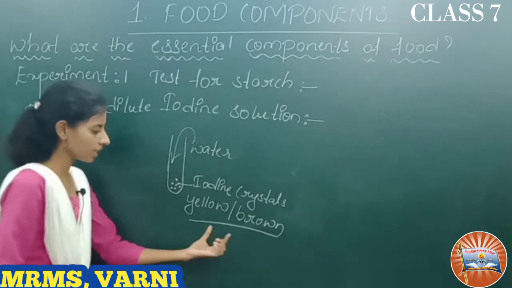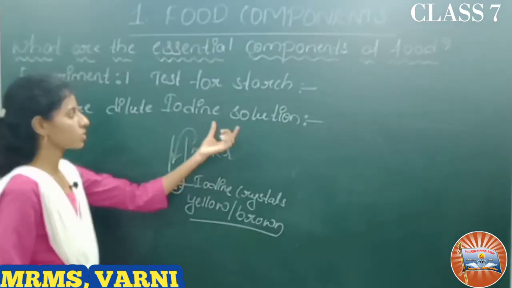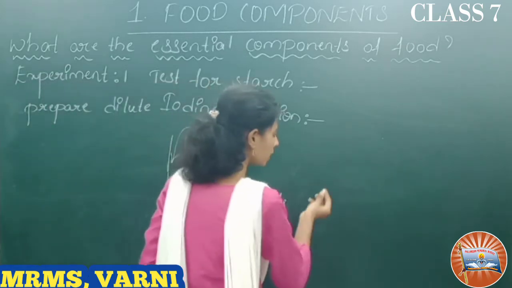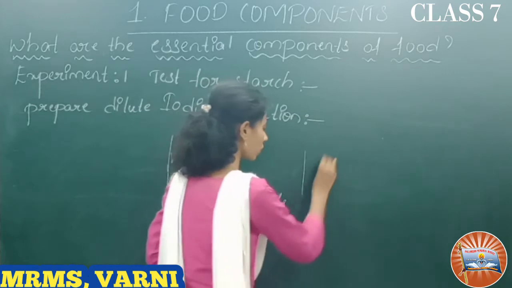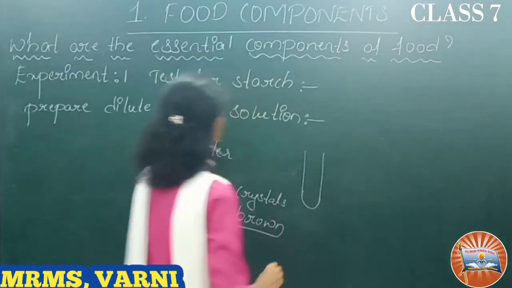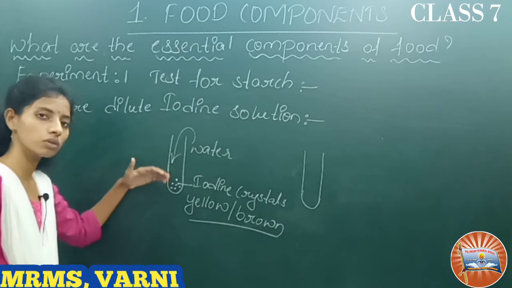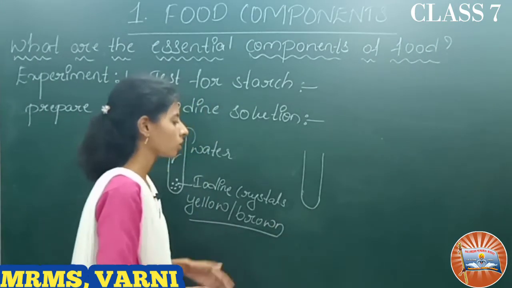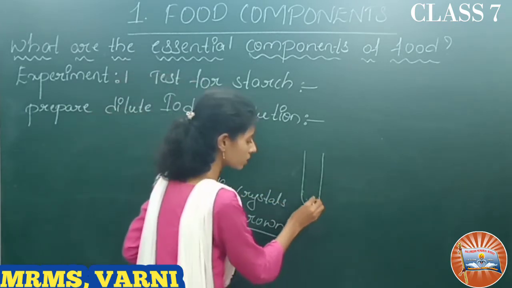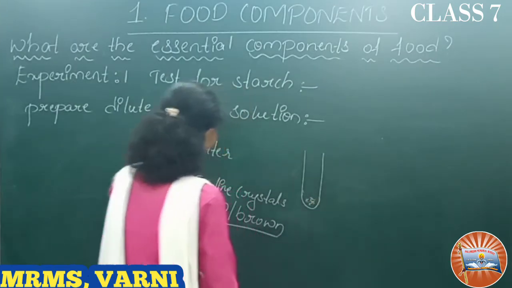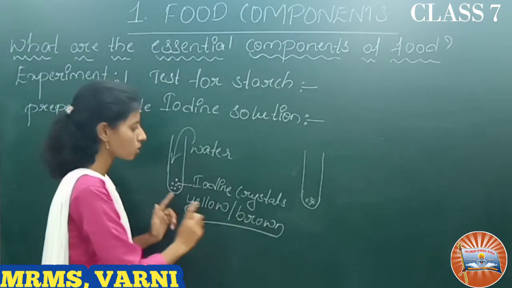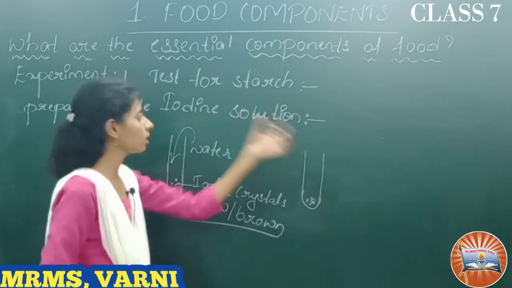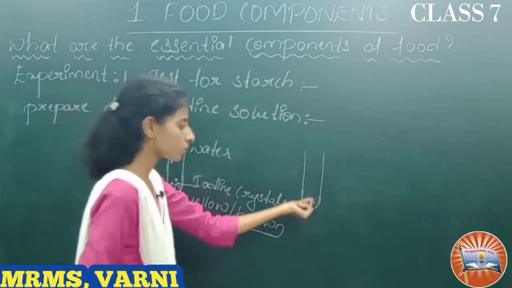We can take this solution as a test for starch. First of all, we need to take one plate or any test tube. In that test tube, we have to take our food items. Before, we saw milk, potato, ghee or oil. So take the food item into this test tube and add this iodine solution. Add about 10 drops of dilute iodine solution to this test tube.